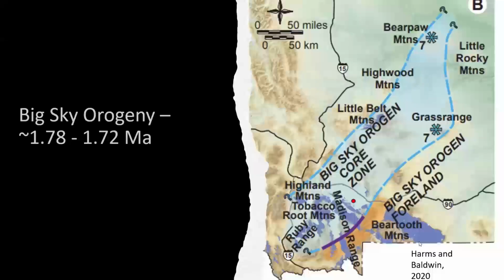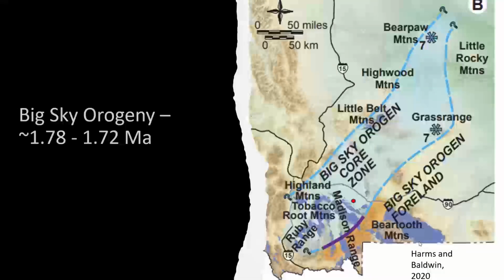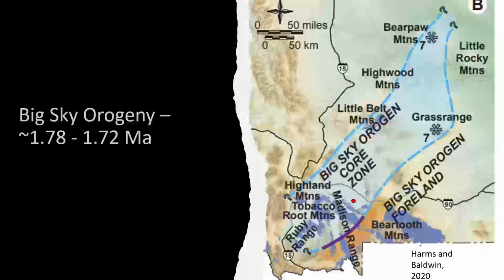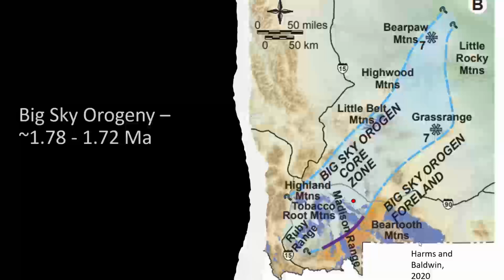So the Big Sky orogeny, this is from that Arms and Baldwin paper that's in the Geology of Montana book that you guys came out with, which comes in handy. But it shows the extent of the Big Sky orogeny here. And so here's kind of the area we're dealing with. And so those zircons have to come from somewhere in this area here. Okay, they're not coming from this area up here.